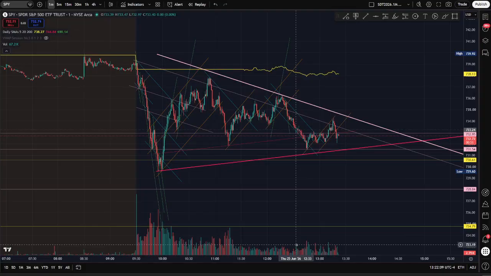Once you're in a wedge, there's no continuation on either side. So the buyers and sellers are basically at equilibrium. Price is at a fair level. Both participants are happy with price at this level.